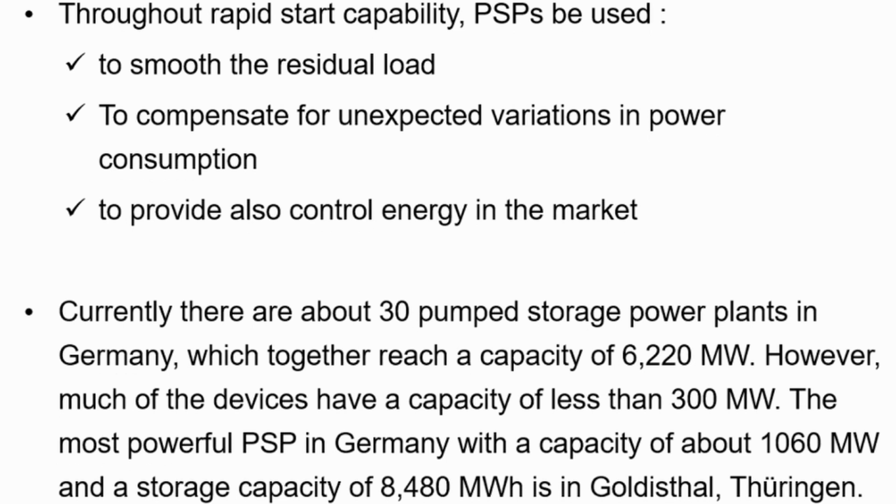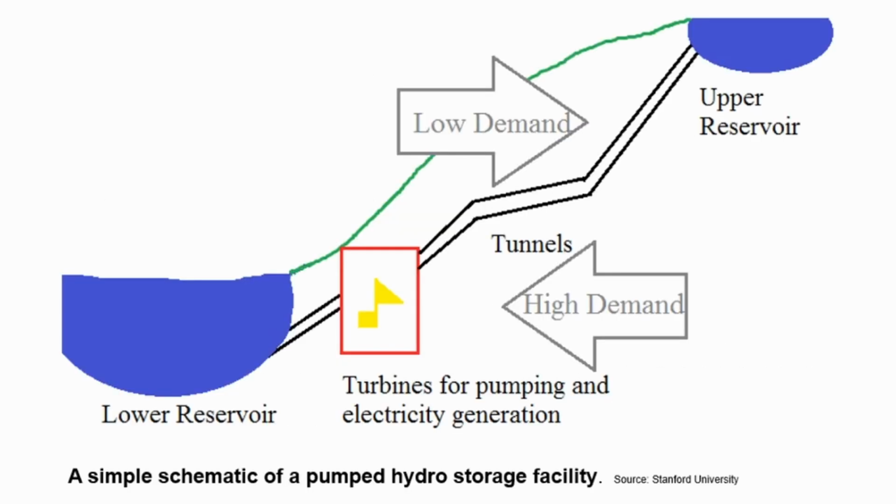In Germany now we have currently about 30 pumped hydro storage power plants, which have together a power of 6.2 gigawatts. Many devices are small. They have a power of less than 300 megawatt. The most powerful pumped storage power plant in Germany is about 1 gigawatt with a storage capacity of about 8.48 gigawatt hours. And it's located in Goldisthal. I will show you some pictures of that later.